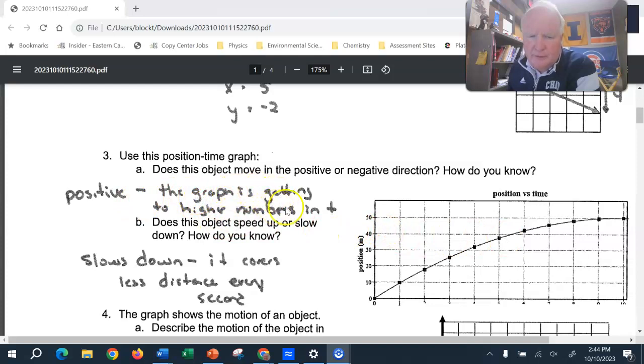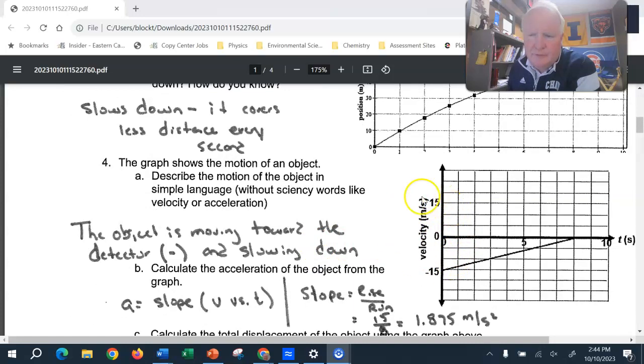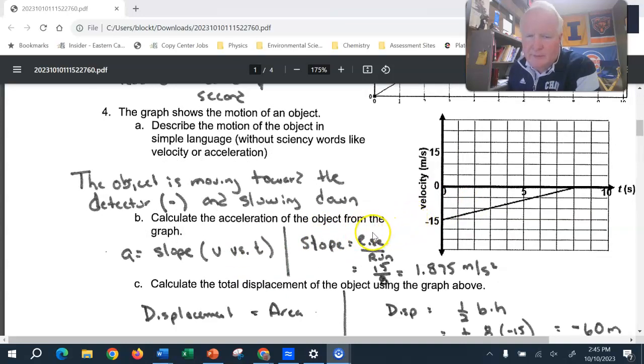All right, so that was this one right here. It's moving in a positive direction. The number's getting higher, and it's slowing down. In this graph right here, we have to remember to look at what kind of graph it is. This is a velocity graph. It says describe the motion of the object in simple language. Well, the bottom line is it is slowing down. It's going from negative 15 meters per second to 0 meters per second. So it's slowing down, and it's also moving in the negative direction because it starts here in the negative. If it was up here and moving down here, it would be moving in the positive direction, but still slowing down. And then it says calculate the acceleration of the object from the graph.